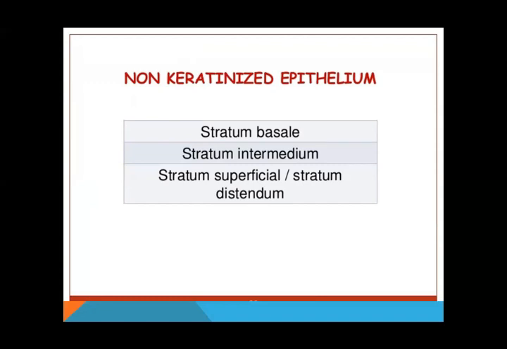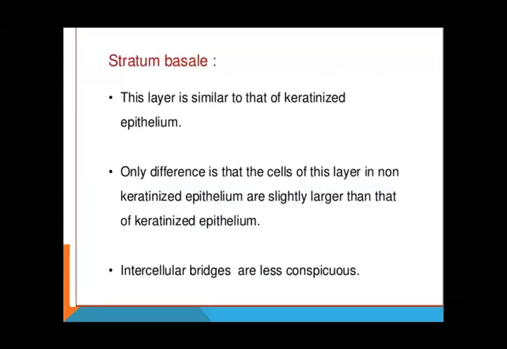Non-keratinized epithelium: stratum basale, stratum intermedium, stratum superficiale, stratum distendum. Stratum basale: this layer is similar to that of keratinized epithelium. The only difference is that the cells of this layer in non-keratinized epithelium are slightly larger than those of keratinized epithelium. Intercellular bridges are less conspicuous.